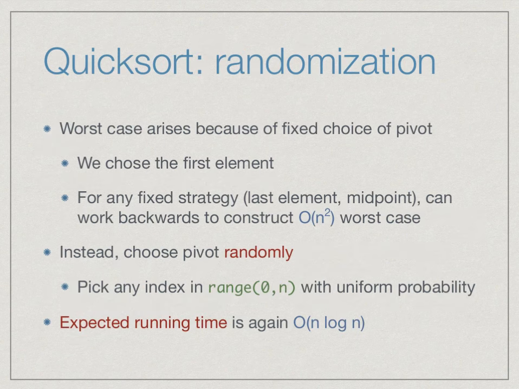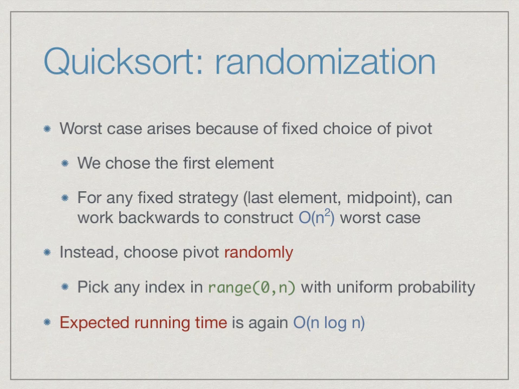So the worst case actually arises because of a fixed choice of the pivot element. We choose the first element as the pivot in our algorithm. So in order to construct the worst case input, if we always put the smallest or largest element at the first position, we get a worst case input. This tells us that a sorted input, either ascending or descending, is worst case for our choice of pivot.